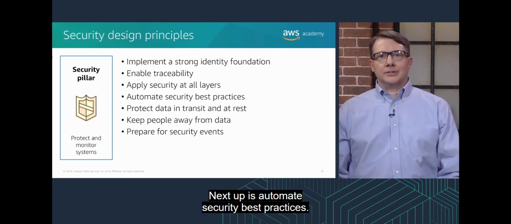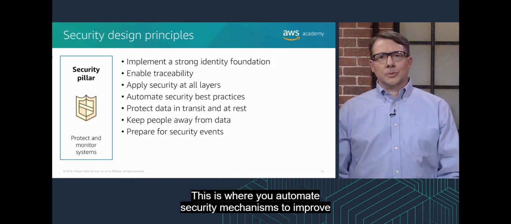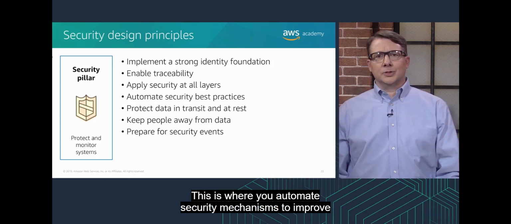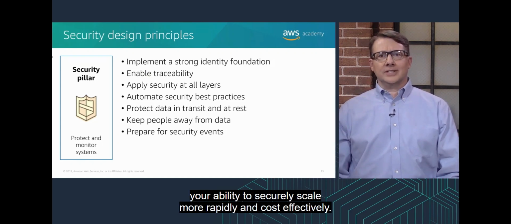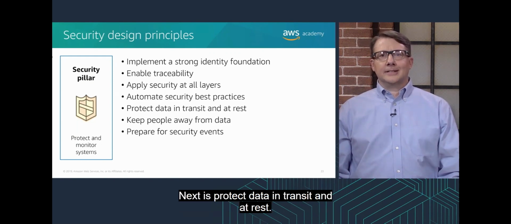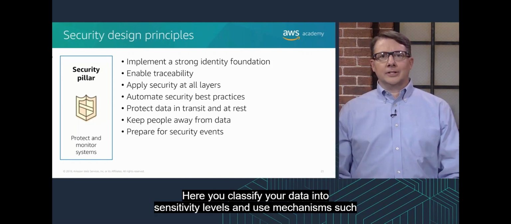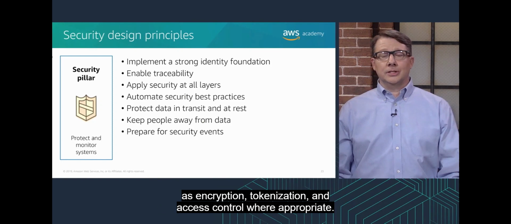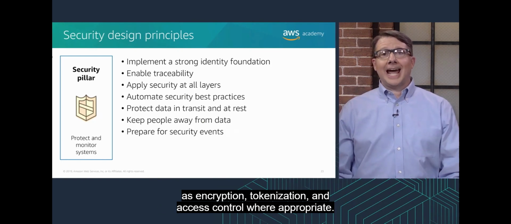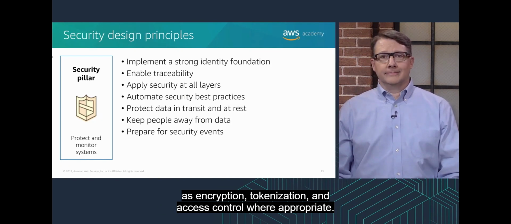Next up is automate security best practices. This is where you automate security mechanisms to improve your ability to securely scale more rapidly and cost effectively. Next is protect data in transit and at rest. Here you classify your data into sensitivity levels and use mechanisms such as encryption, tokenization, and access control where appropriate.